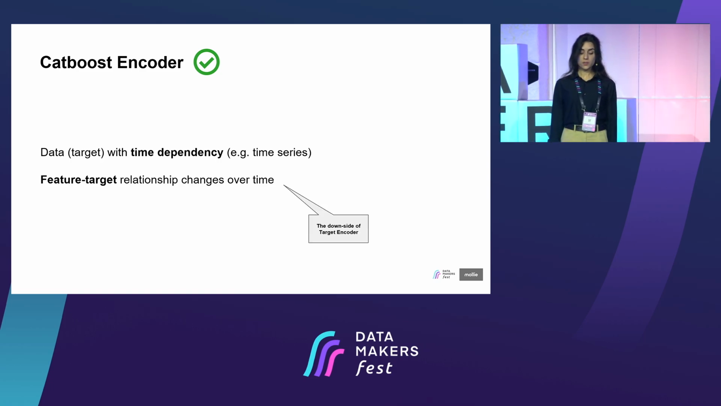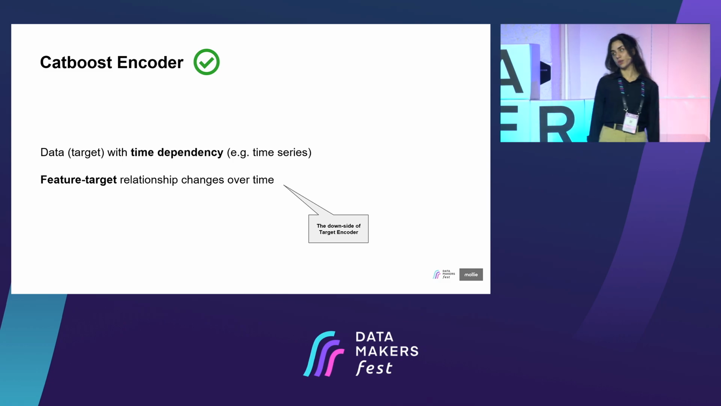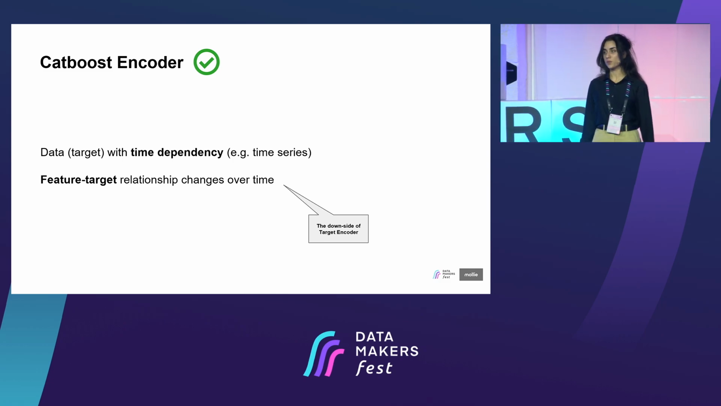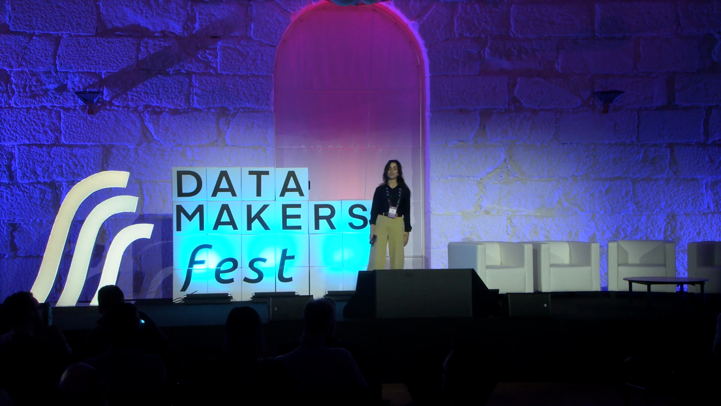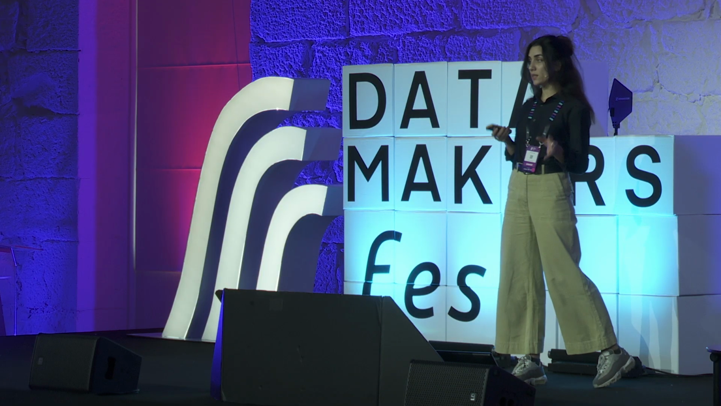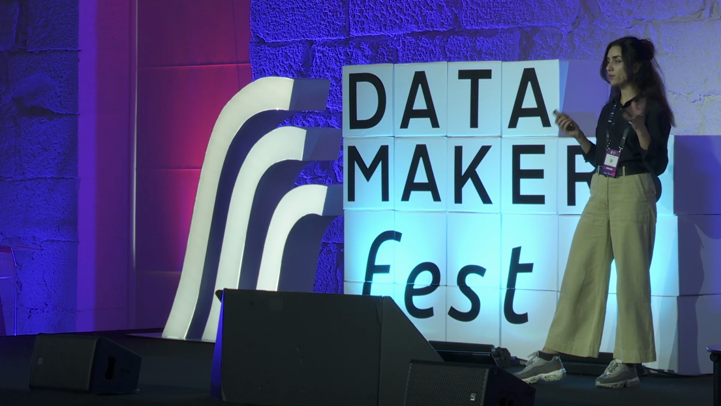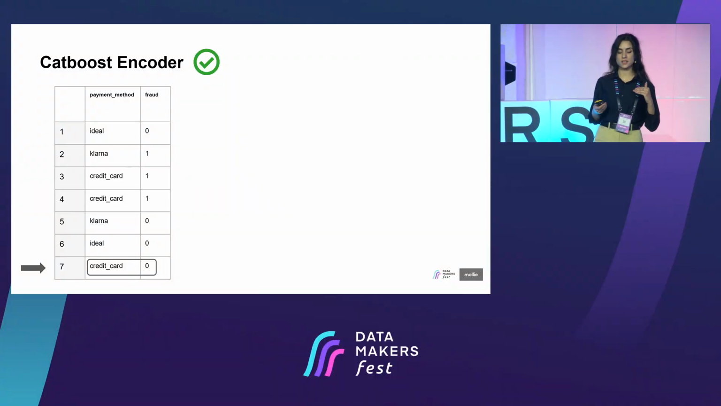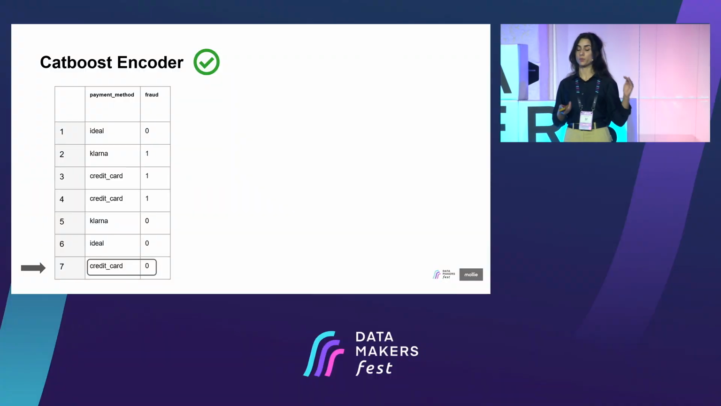And if you remember, this was the downside of the target encoder. So this is how we fix it. This is an alternative that we can use in that situation. An example I gave again is the payment methods. So here, something important to say is that for every row, we will calculate it separately. It won't be one calculation per class anymore.